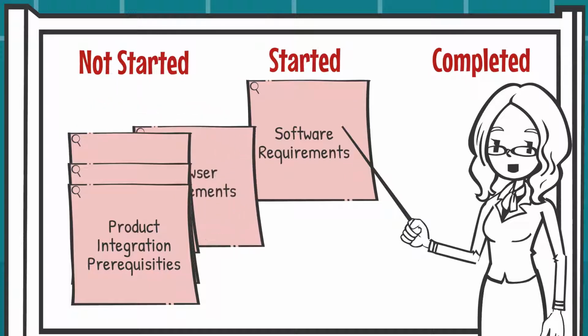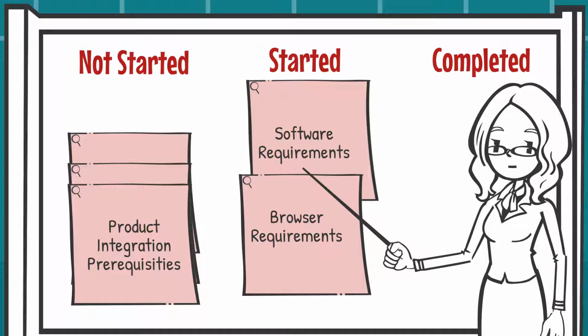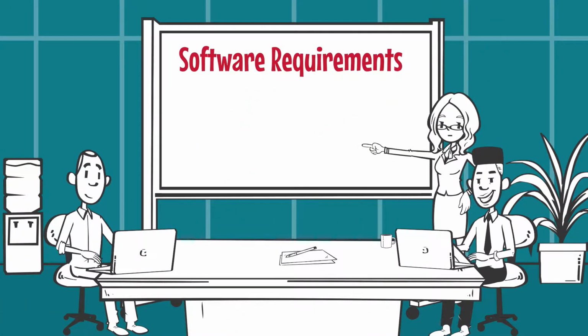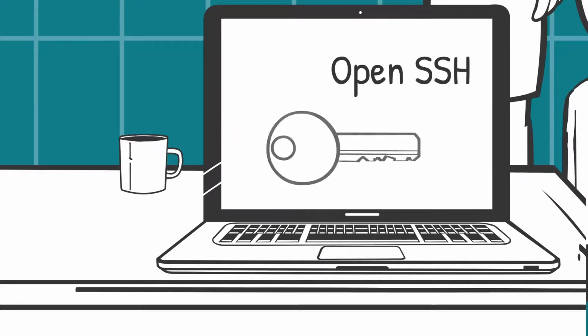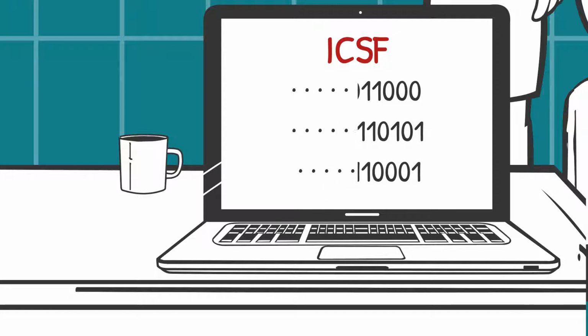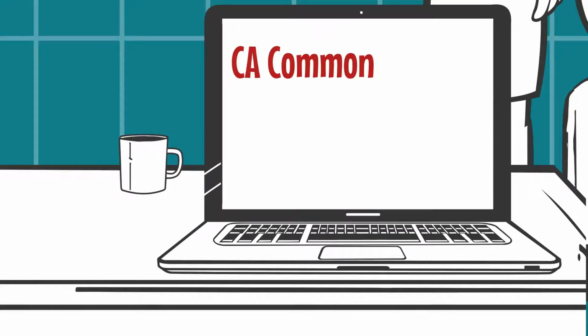Remember, the product documentation is your source for the latest information about software and browser requirements. Let's begin with the software requirements. Open SSH, ICSF, or Integrated Cryptographic Service Facility, Java 8, 64-bit, CA Common Services, typically referred to as CCS.